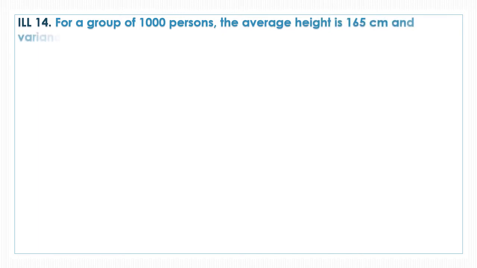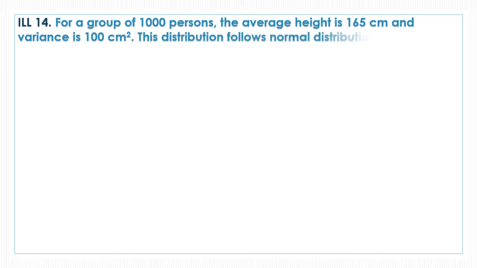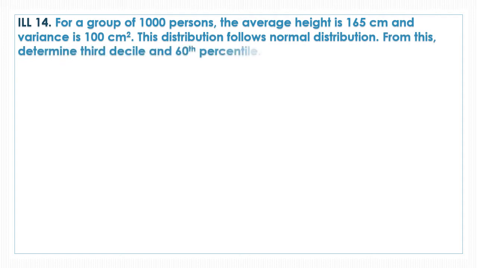Now, illustration 14. For a group of 1000 persons, the average height is 165 centimeters and the variance is 100 centimeters squared. This distribution follows a normal distribution. From this, determine the third quartile and 60th percentile. Sorry, third decile and 60th percentile. We are supposed to calculate using this distribution.